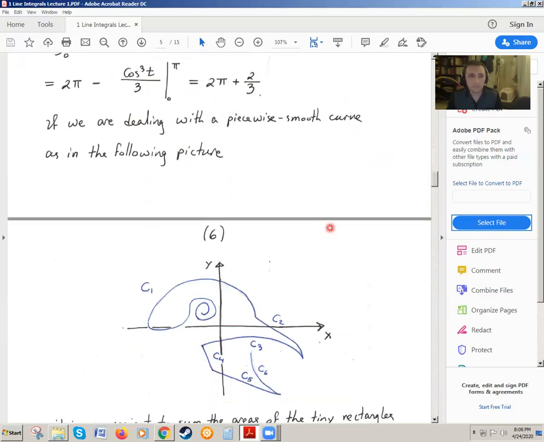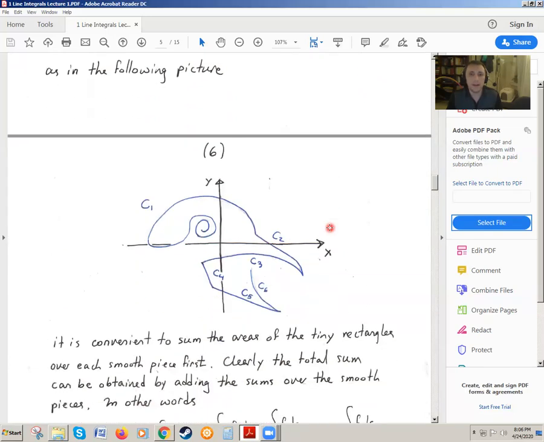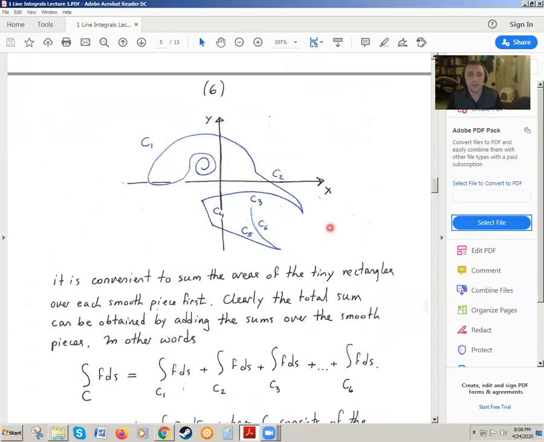So we might as well have a piecewise smooth curve. In other words, when we take derivatives, we're assuming that the curve is smooth. But here is an example of a piecewise smooth curve. So C1, this piece is smooth until we get to this point. So this is a non-differentiable point. Then we continue with C2, then with C3, C4, C5, C6, and so on.